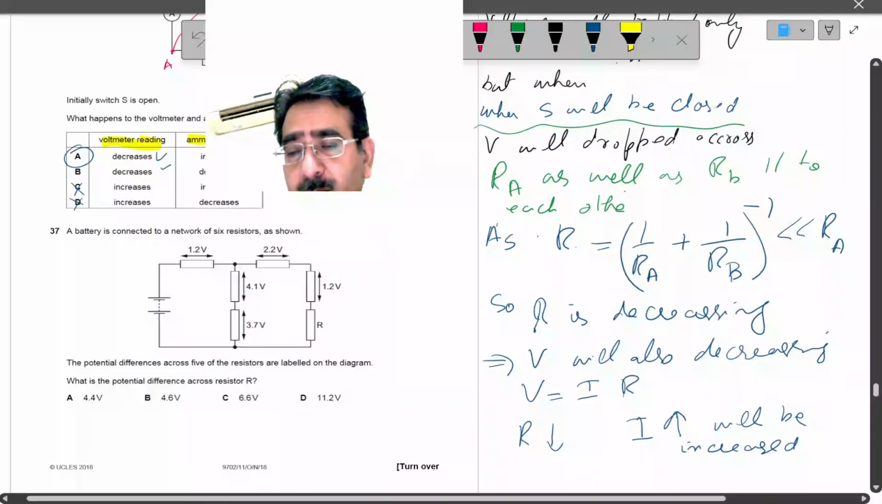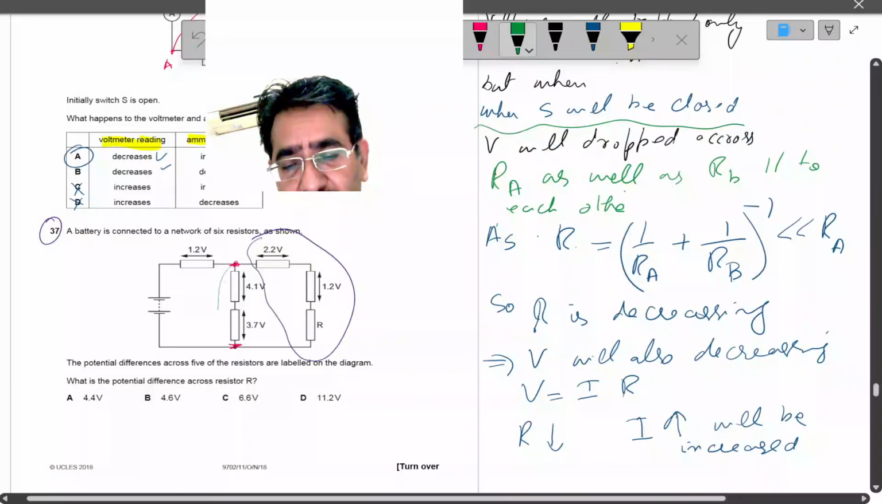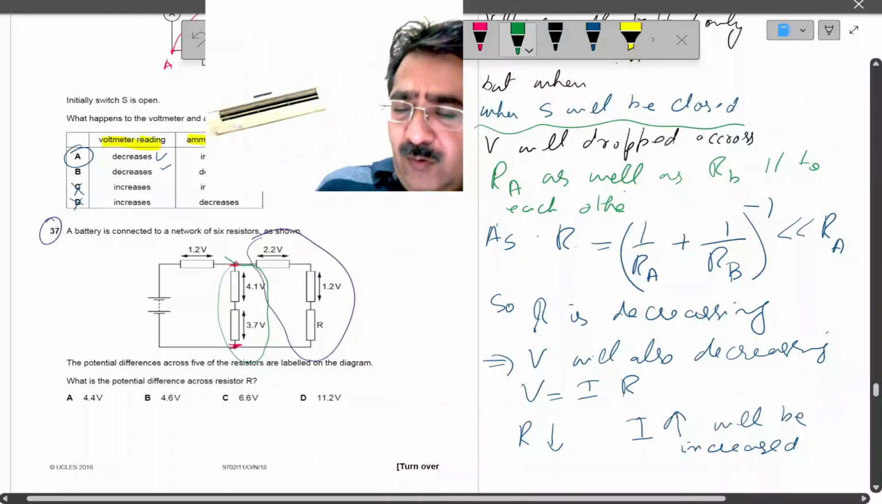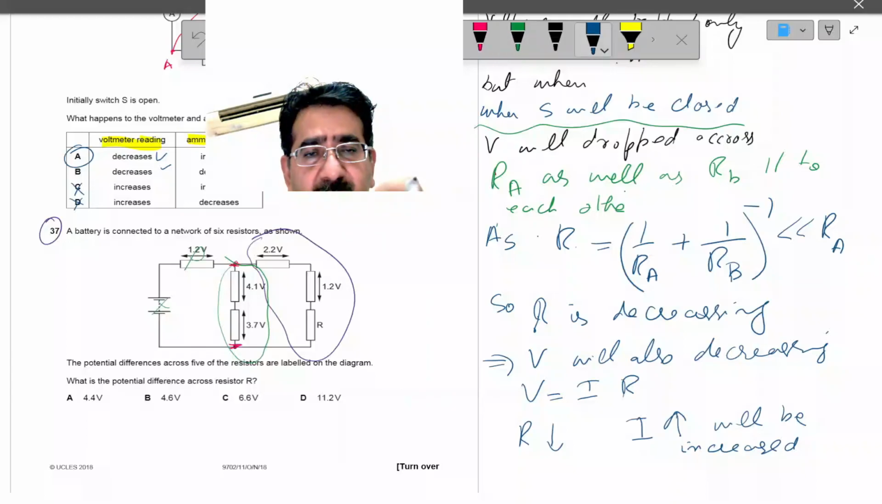Next question is 37. A battery is connected to a network of six resistors, as shown in the figure. The potential differences across five of the resistors are labeled on the diagram. What is the potential difference across resistor R? As we know, the voltage drop across these will be the same, so we don't need to care about this one. We may solve it directly.